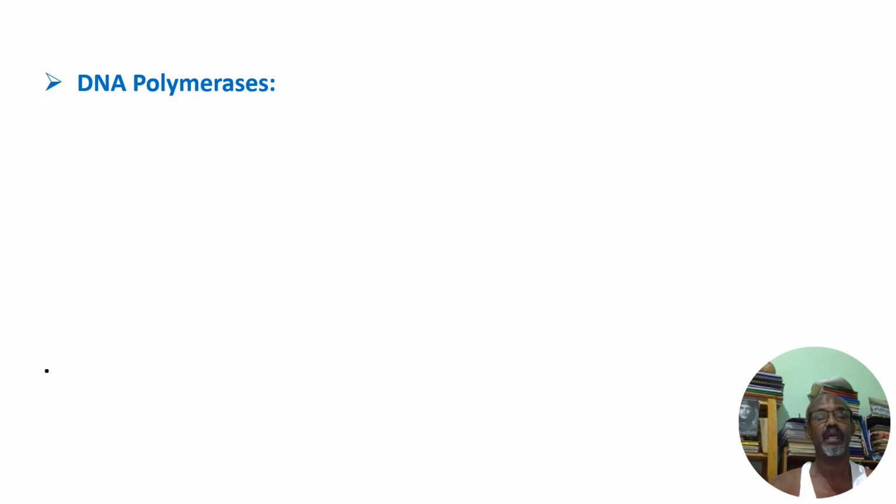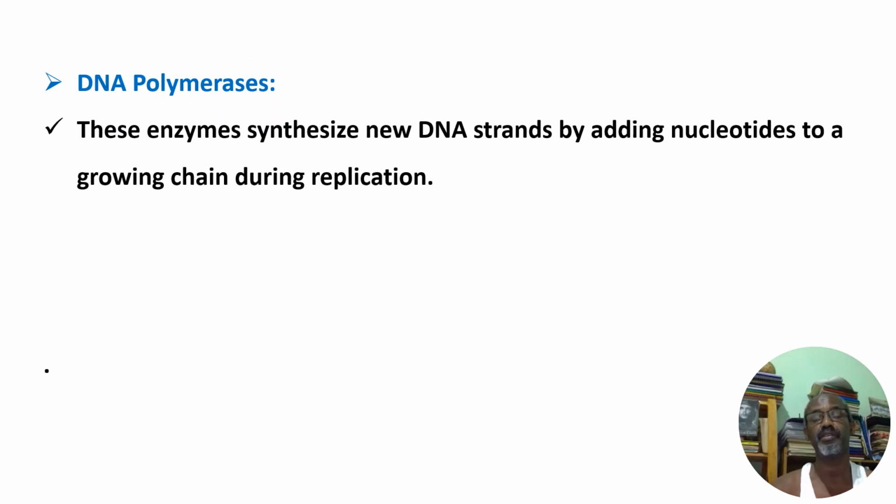The other enzymes are DNA polymerases. This is one group, DNA polymerases. You know, the name indicates these are construction workers. These enzymes synthesize new DNA strands by adding nucleotides to a growing chain during replication. Really smart, super smart enzyme, except that it has two Achilles heels, or two drawbacks. I will tell you about the mystery of this name.